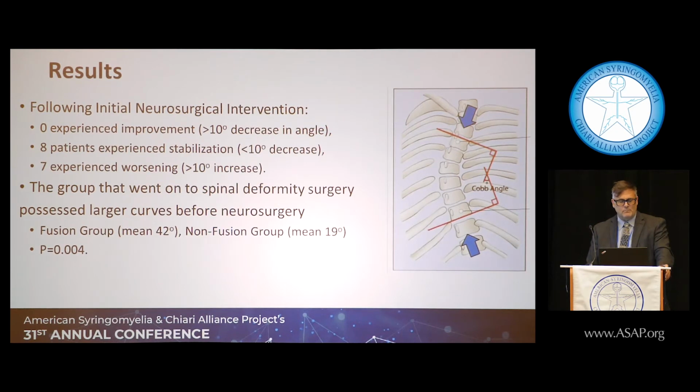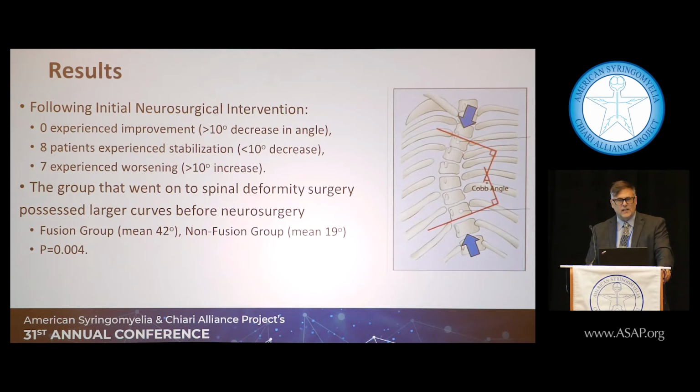On the other hand, 8 patients had stabilization of their curve, less than 10 degrees change, which is a big thing because it means you very likely won't need a big fusion surgery down the line. 7 had worsening greater than 10 degrees. Now that worsening, once again, doesn't mean you're going to need a fusion surgery, but if that 10 degrees leads you into that realm of 50 degrees of angulation, then it does, and that's problematic.